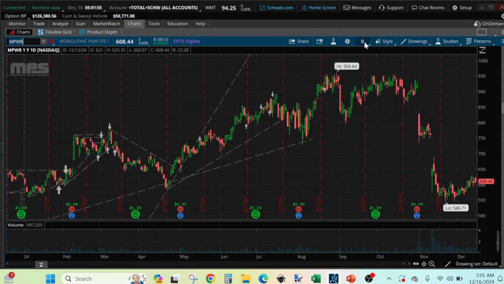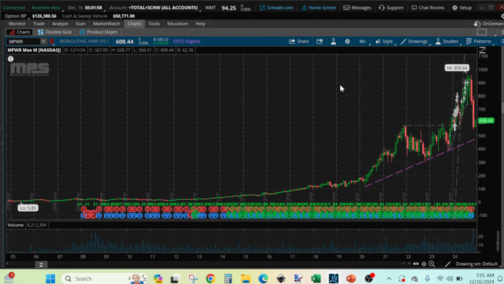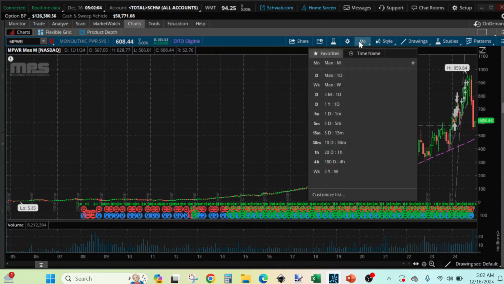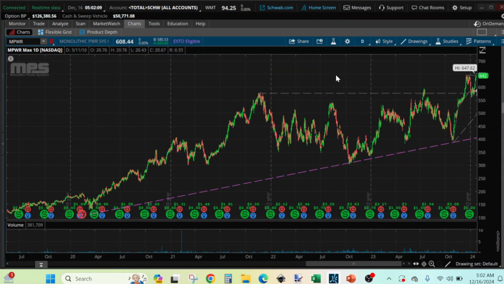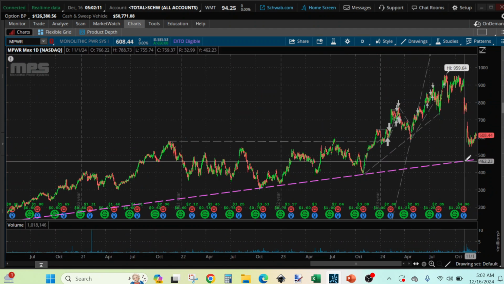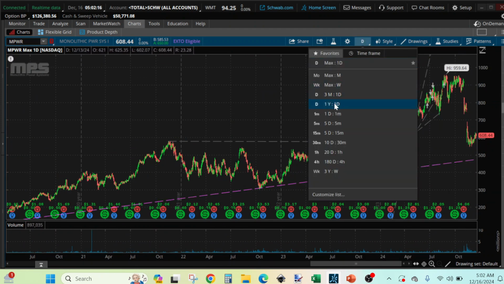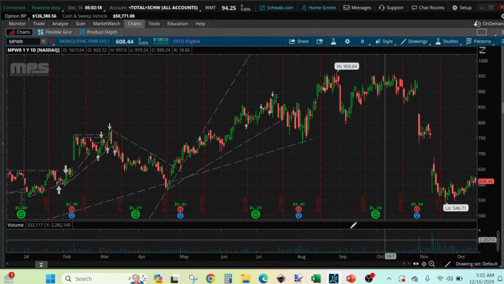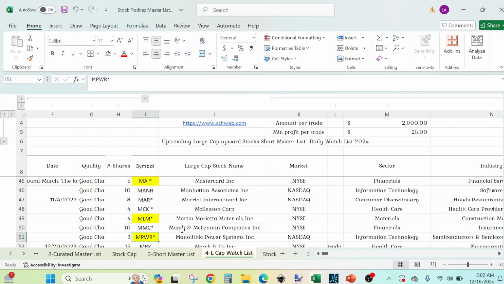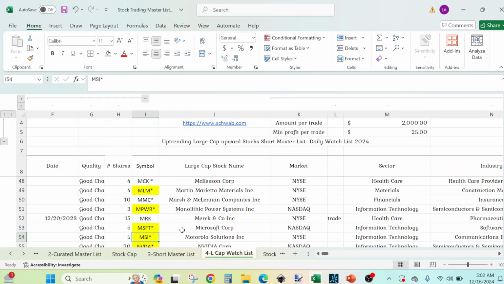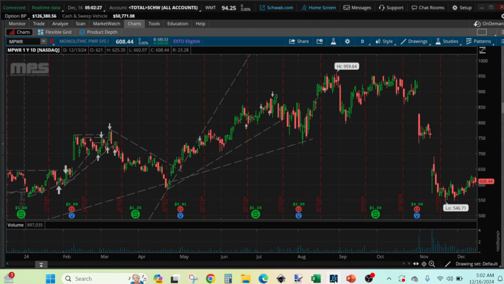So this one, let's see, maximum monthly chart, we do have the line, the long-term line there has not reached it. Let's do maximum daily chart to see. Okay, we can go to 1 year daily chart now. It does not show that line at the bottom that we traced. MRK is not going to be in our portfolio for 2025.